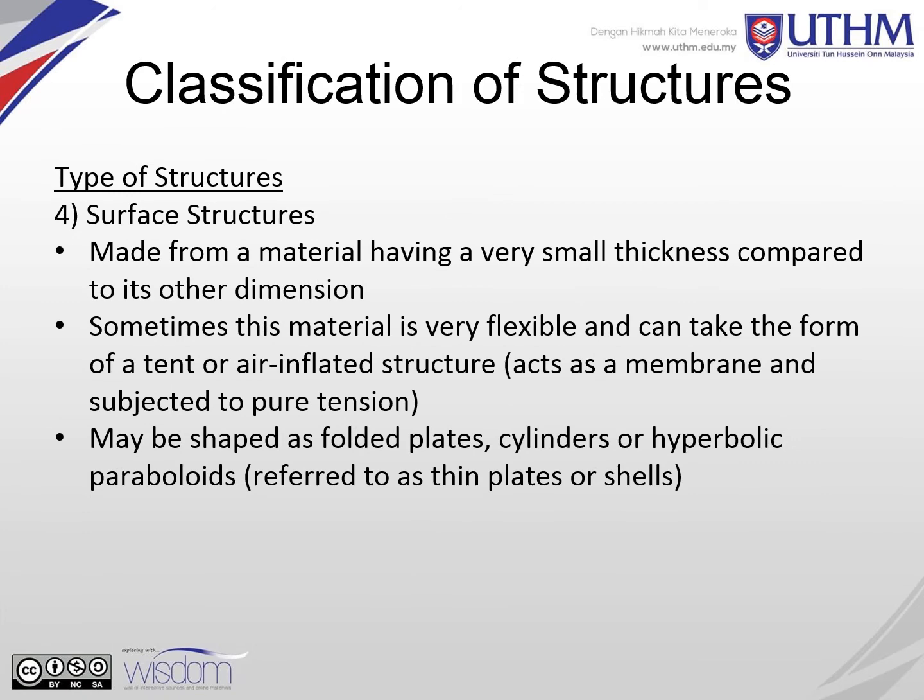So type number 4 is the surface structures. Surface structures are made from material having very small thickness. It's almost possible to ignore the thickness, like a shell structure. Sometimes this material is very flexible and can take the form of a tent or an air inflated structure. They act as membranes, only subjected to tension. They may be shaped as folded plates, cylinders, hyperbolic paraboloids, and refer to very thin plates or shells. As I mentioned before, the shell structures.